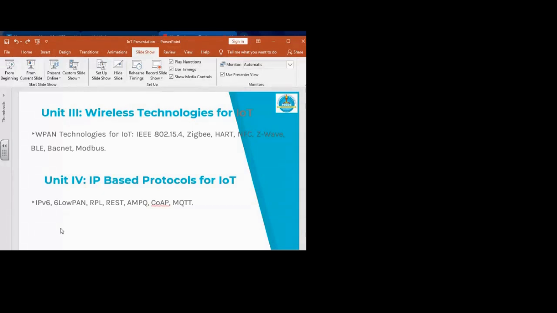How? Because the size of IP version 4 is 32 bits wide. So how many IP addresses can be generated? That is 2 raised to 32 in IP version 4. The size of IP version 6 is 128 bits. So how many IP addresses can be generated in IP version 6? 2 raised to 128 is a huge count, huge count.